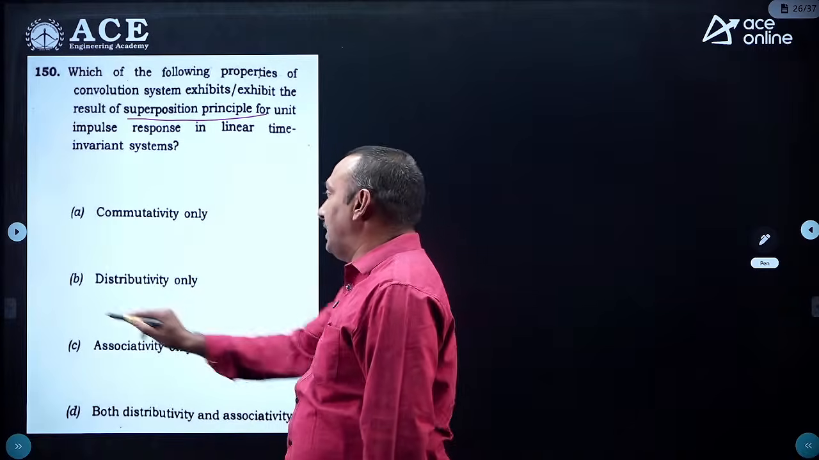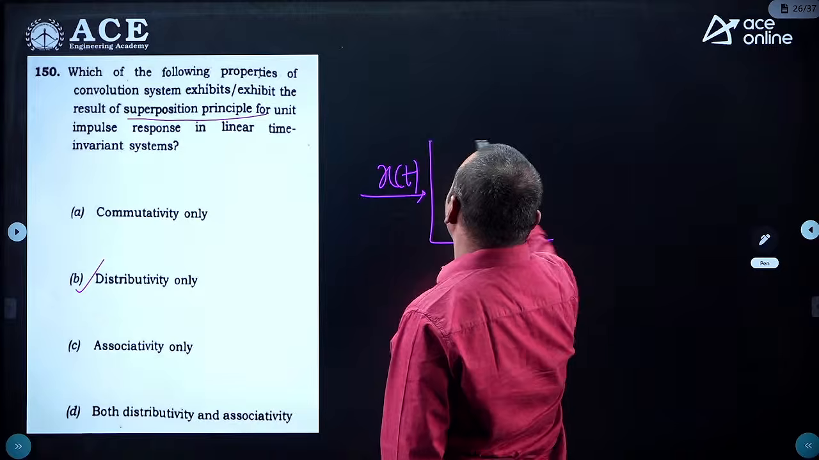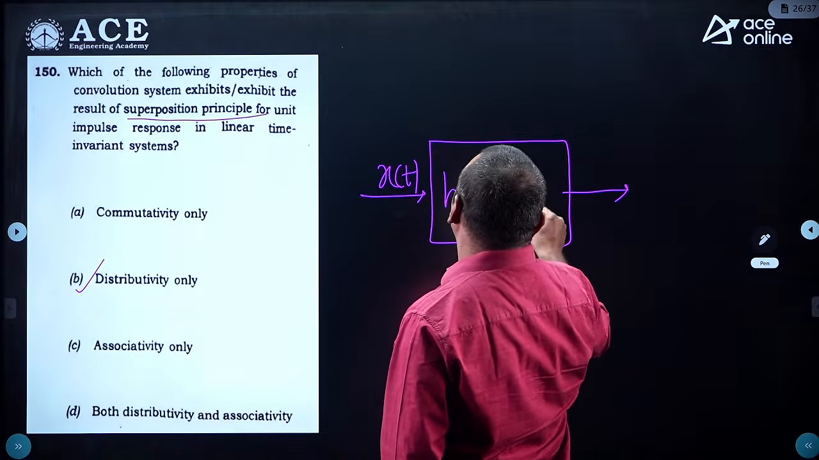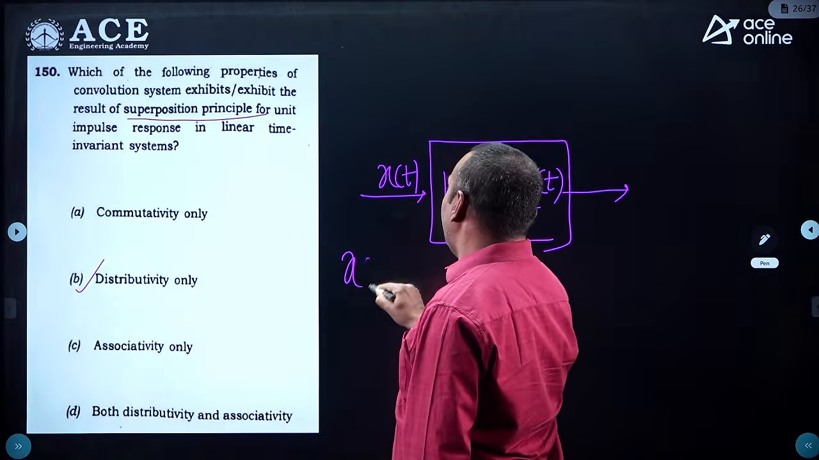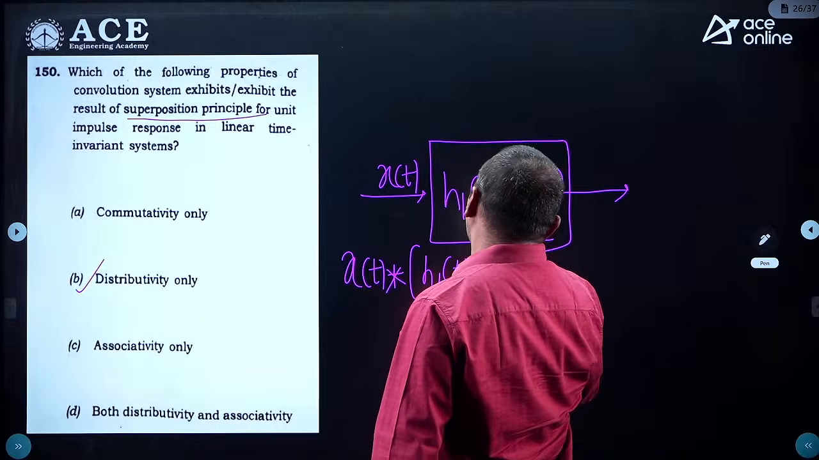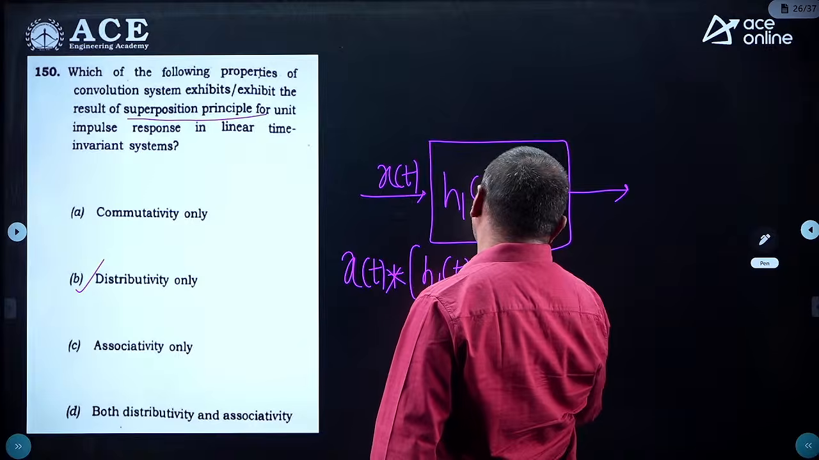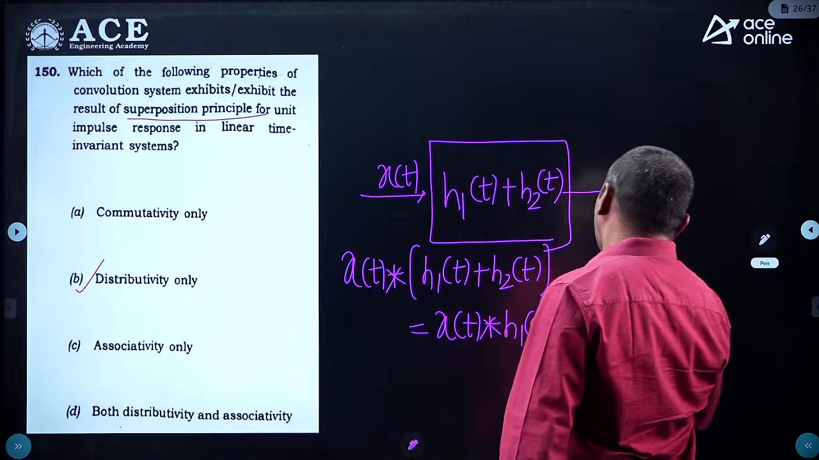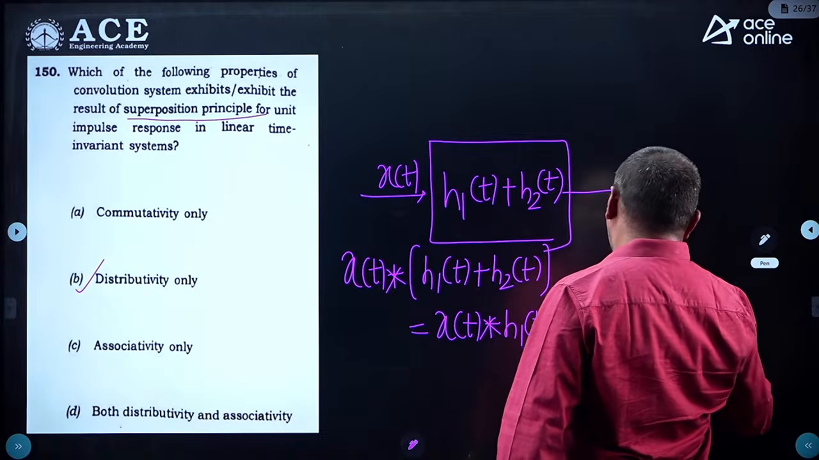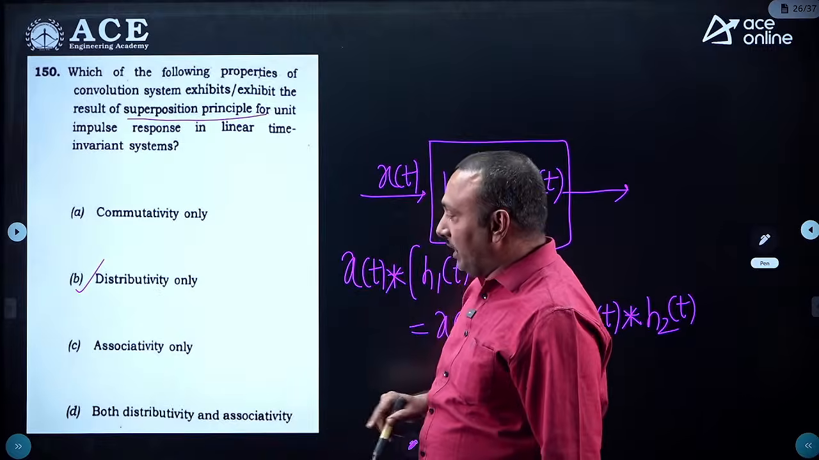Distributive chance is there because when you apply input to a simple addition, a into (b plus c) is a into b plus a into c. That way, x(t) convolved with h1(t) plus h2(t) can be written as x(t) convolved h1(t) plus x(t) convolved h2(t). As he is highlighting the word superposition, the chance is for distribution only.